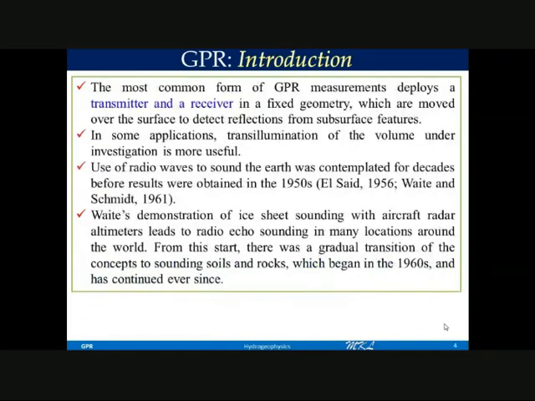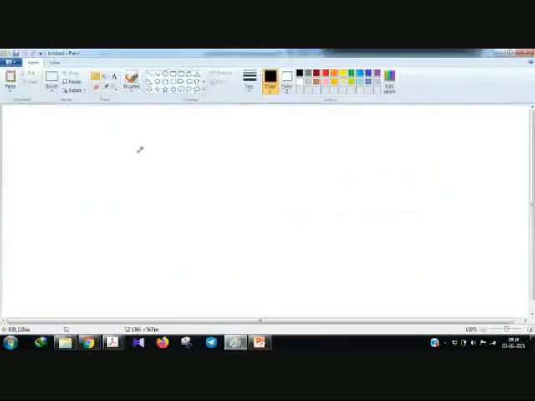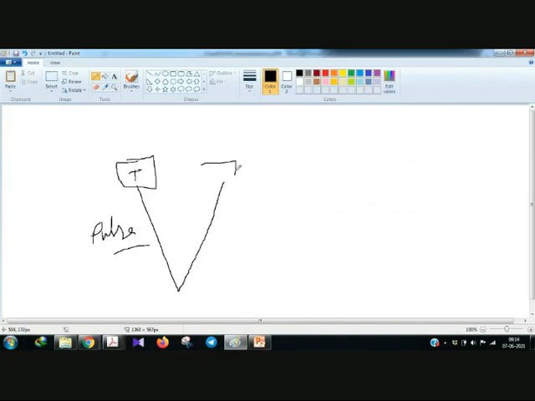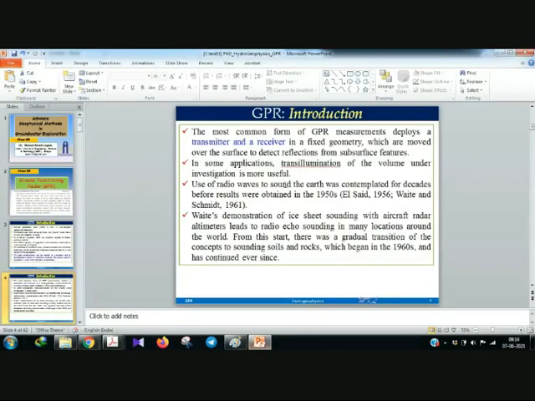The most common form of GPR measurement deploys a transmitter, and as in any EM system, you know there is a transmitter. The transmitter will be transmitting the GPR signal, that is the EM wave, generally pulses, and the receiver will be receiving it. There will be a control unit which can control and record the data. In some applications, trans-illumination will be discussed later.